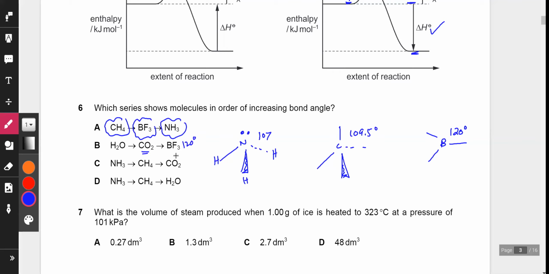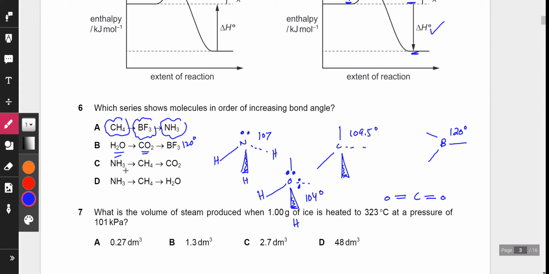CO2 is 180. CO2 is completely linear. It has just two pairs of bonds, one over here, one double bond over here. So that's 180 degrees. And water has a shape that's also derived from a tetrahedral shape, except that on two sides, instead of a bond, they're lone pairs. So it's a bent shape, and the angle is 104 degrees. So that's also not correct. 104, 180, 120. That's not increasing.